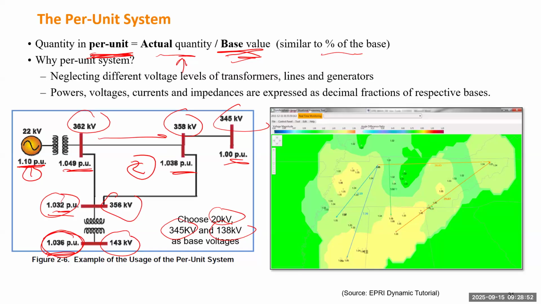Most numbers are around 1. For example, this is 1.0, this is 1.04, and 1.06. By looking at those data, we understand the voltage is pretty close to nominal value, even though their actual voltage levels can be very different. So you can quickly recognize some areas that have slightly higher voltage, and some areas that have slightly lower voltage. So it's very convenient using per unit values.